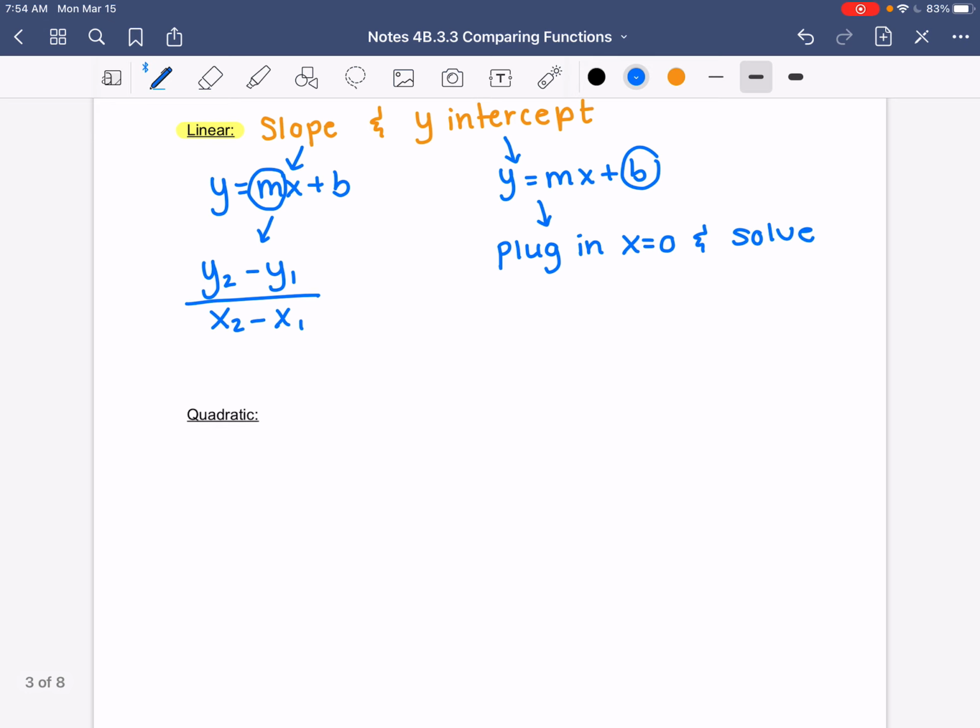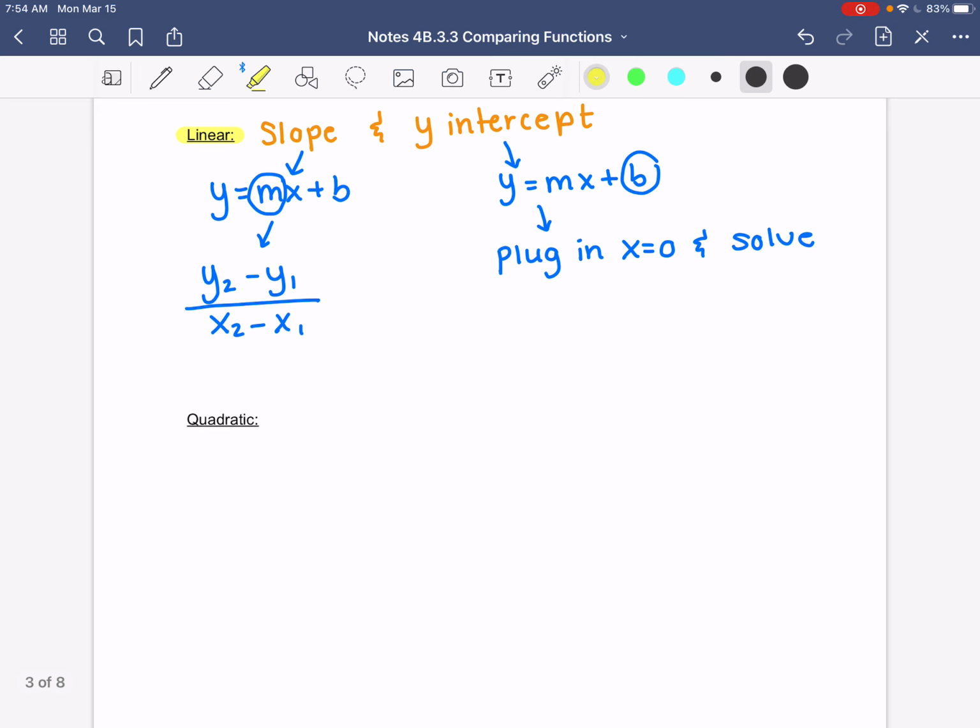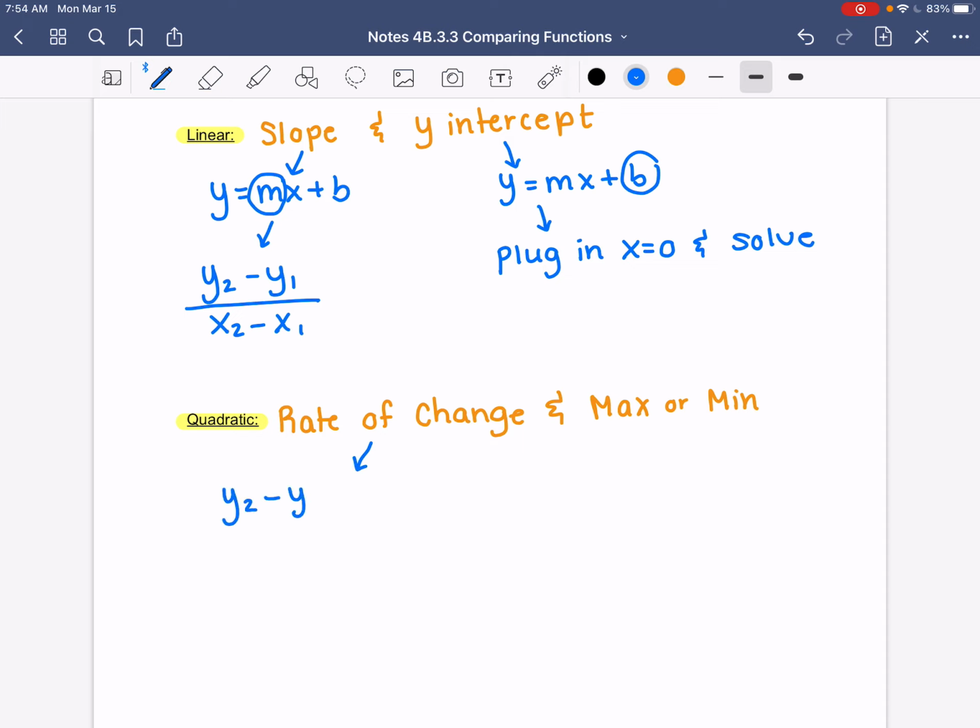And then you could be asked to compare quadratic functions. With a quadratic function, they won't say slope, they're going to say rate of change. And a lot of times they'll ask you to compare the maximum or minimum values. If they're asking you to compare the rate of change, then you're just going to use that same slope formula, y2 minus y1 over x2 minus x1. If they're asking you to compare the maximum or minimum values, then that's the vertex.